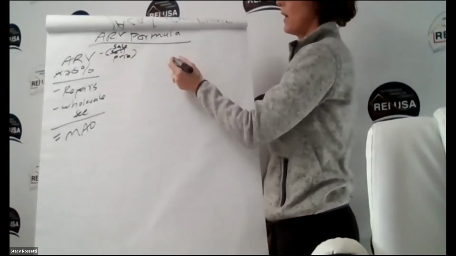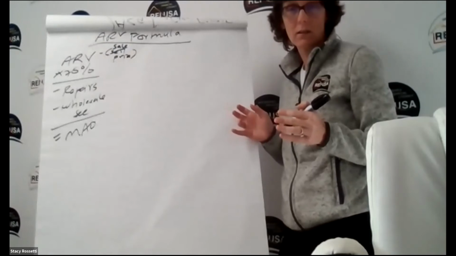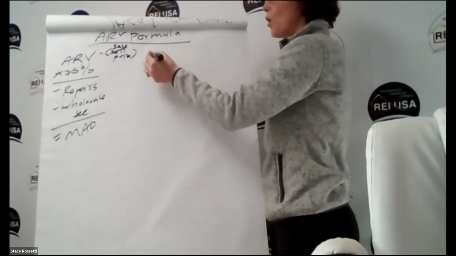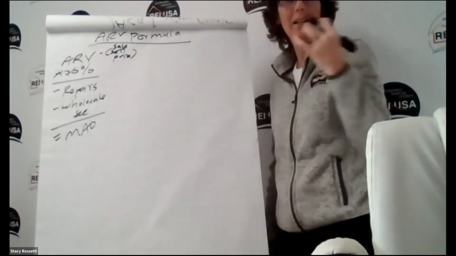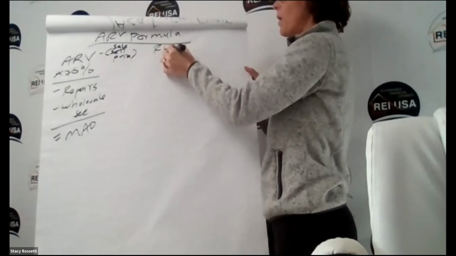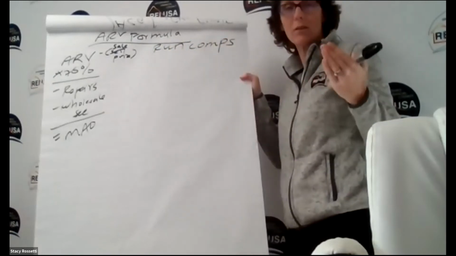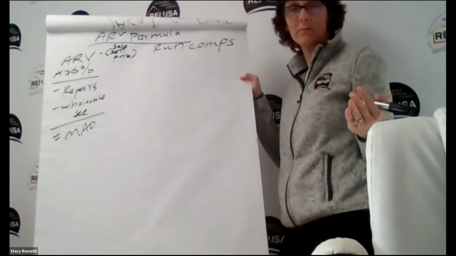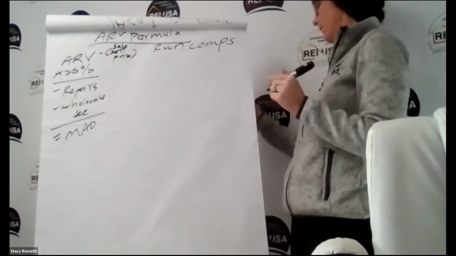So for the sell price, how do you find the sell price? You have to run comps. So step one to putting deals under contract is running comps. So this is the process, let me see.